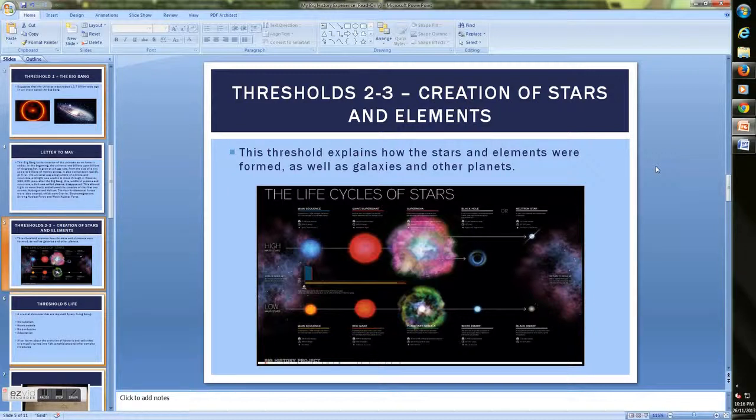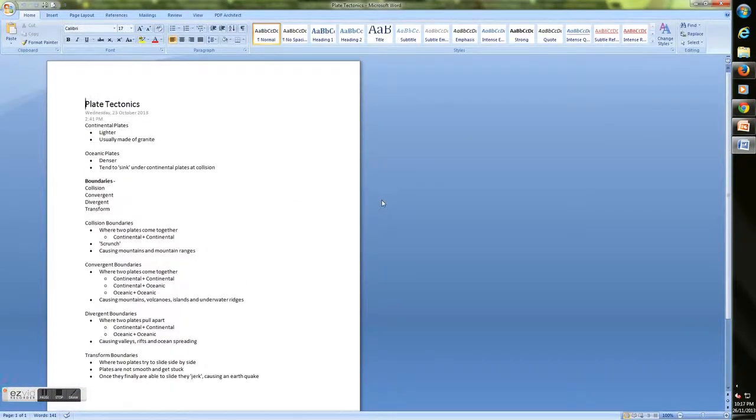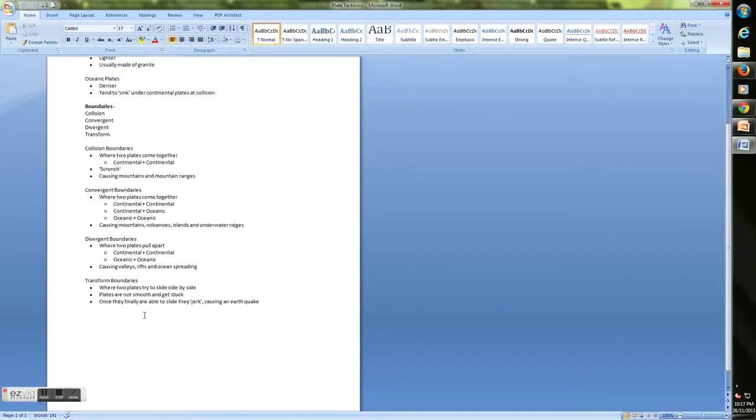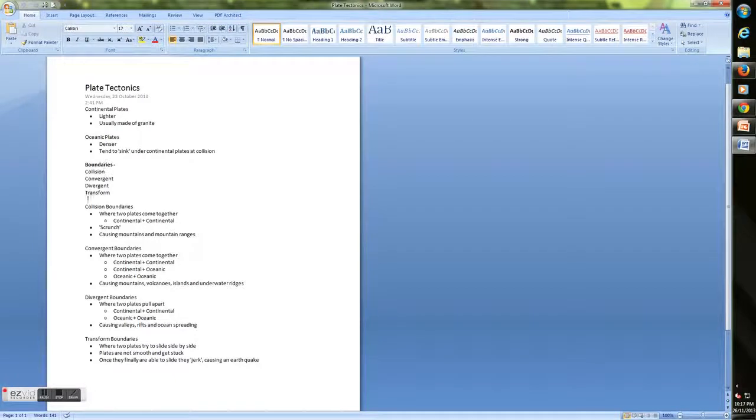After that, we moved on to the fourth threshold, which is our solar system and Earth. In this threshold, we learn a lot about plate tectonics. So here we learn about the continental plates and the oceanic plates, and the 4 different types of collisions. So there's the normal collision boundaries, where 2 plates just come together, and this usually causes mountain ranges to be produced. Then there's convergent boundaries, which also create mountains, volcanoes, and underwater ridges, and they can happen between continental and oceanic plates, and oceanic and continental.